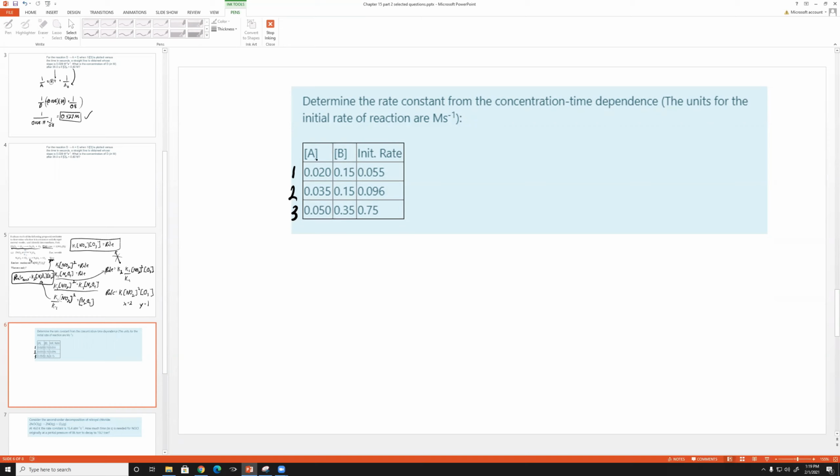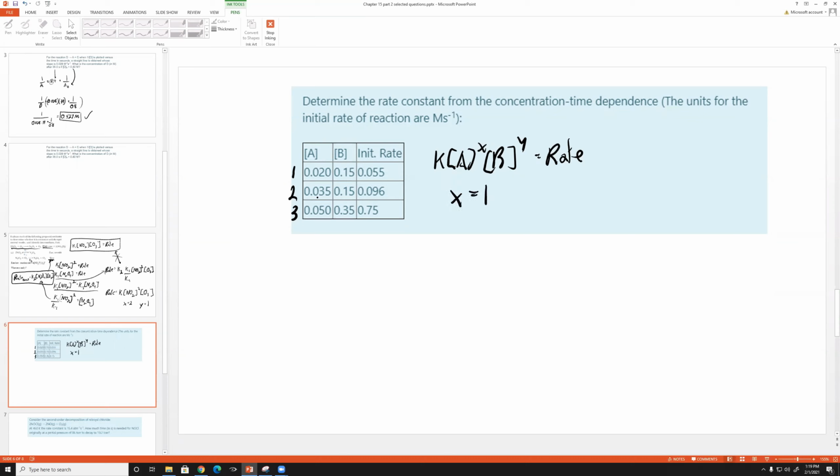So the fact that A multiplies by, let's say it's 1.8, and the initial rate of the reaction multiplies by 1.8 when B is held constant, this means that A is a first order reactant. So if this was the rate law, k times A to the x times B to the y equals the rate, we can say that x is equal to 1, meaning A is first order.